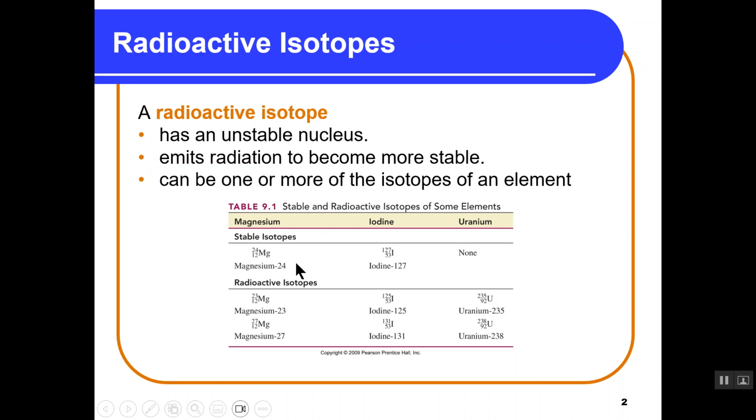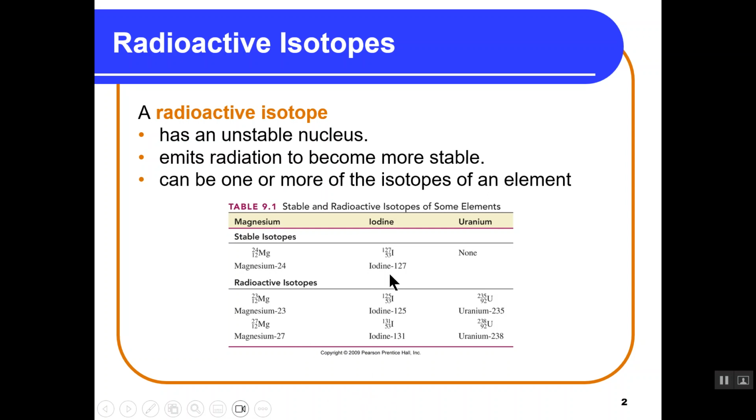Now, in the case of magnesium, for example, we have one stable isotope, which is magnesium 24. So the mass number for this form of magnesium is 24. However, you have two unstable radioisotopes of magnesium. One is magnesium 23 and the other one is magnesium 27. So the stable one will just basically not undergo any nuclear reaction to form anything more stable because it's already stable. While the radioactive ones, which are not stable, will basically emit some form of radiation to form something else, which would be more stable.